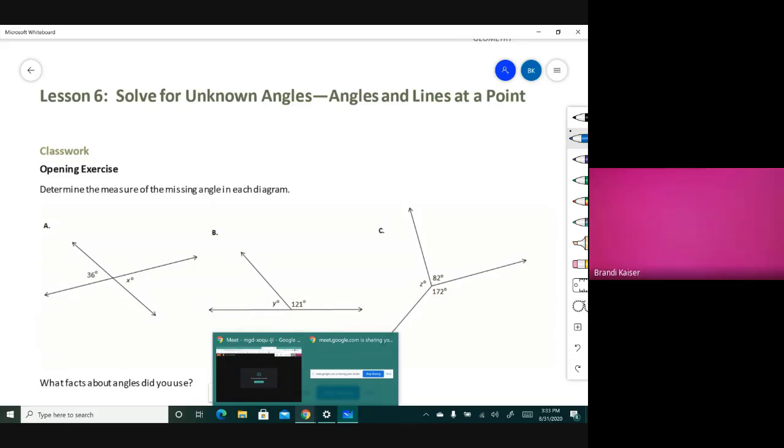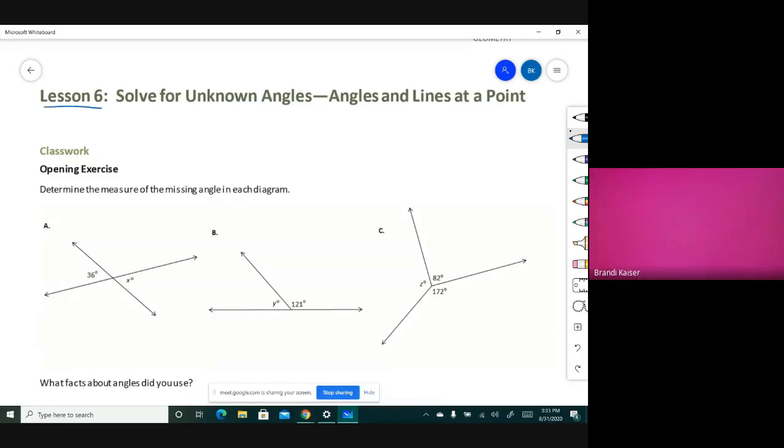Hello, hello. This lesson, we are taking a look at lesson 6 in your workbook, which is solve for unknown angles, looking at angles and lines at a point. In this opening exercise, it's asking you to think back to previous knowledge. They want you to determine the measure of the missing angles in each diagram. In A, X is the angle you're trying to solve for, and all they give you is this 36.